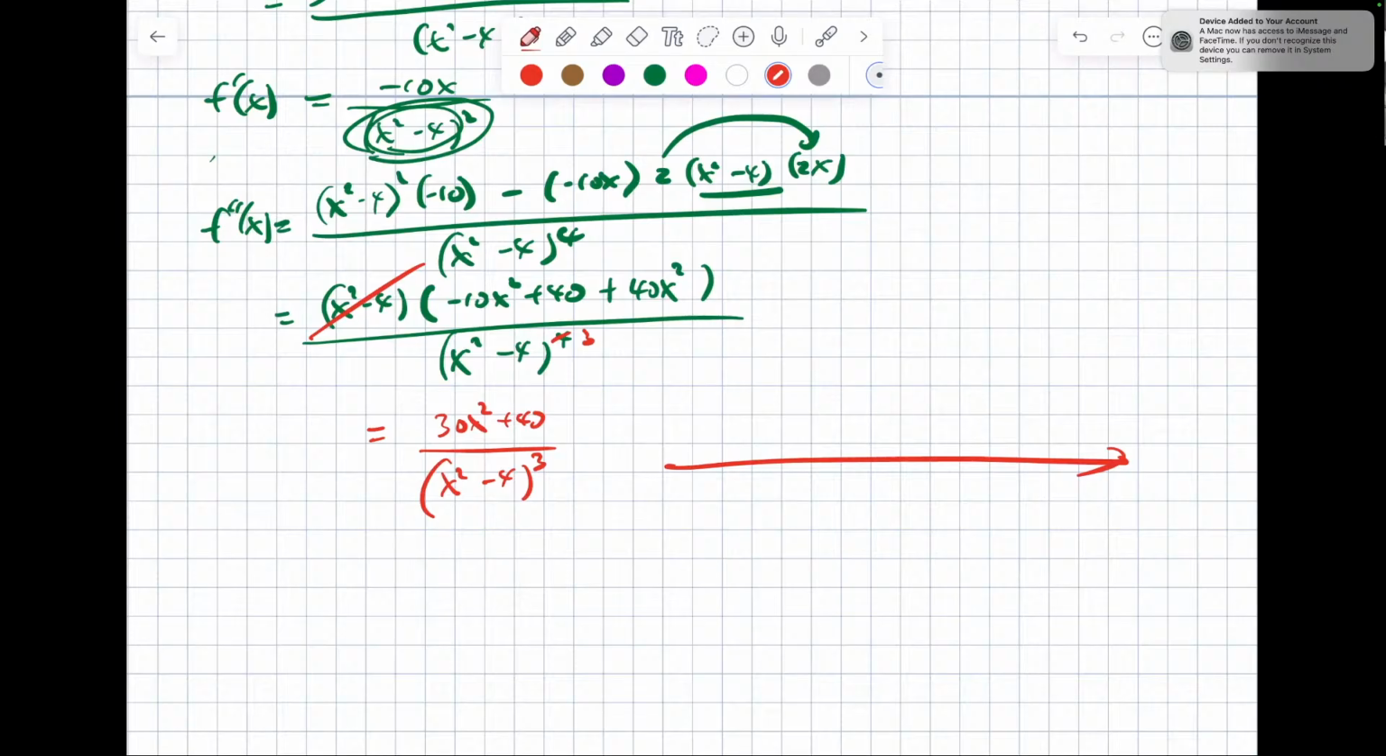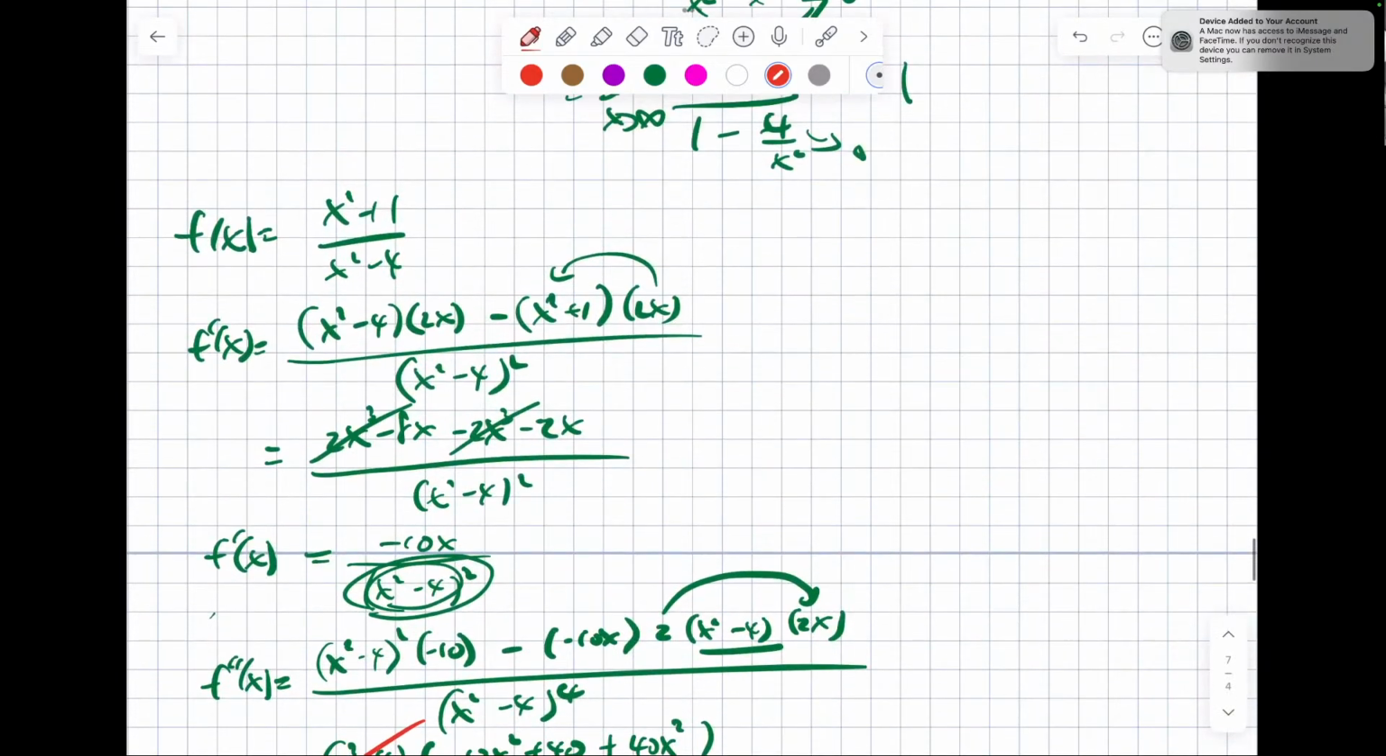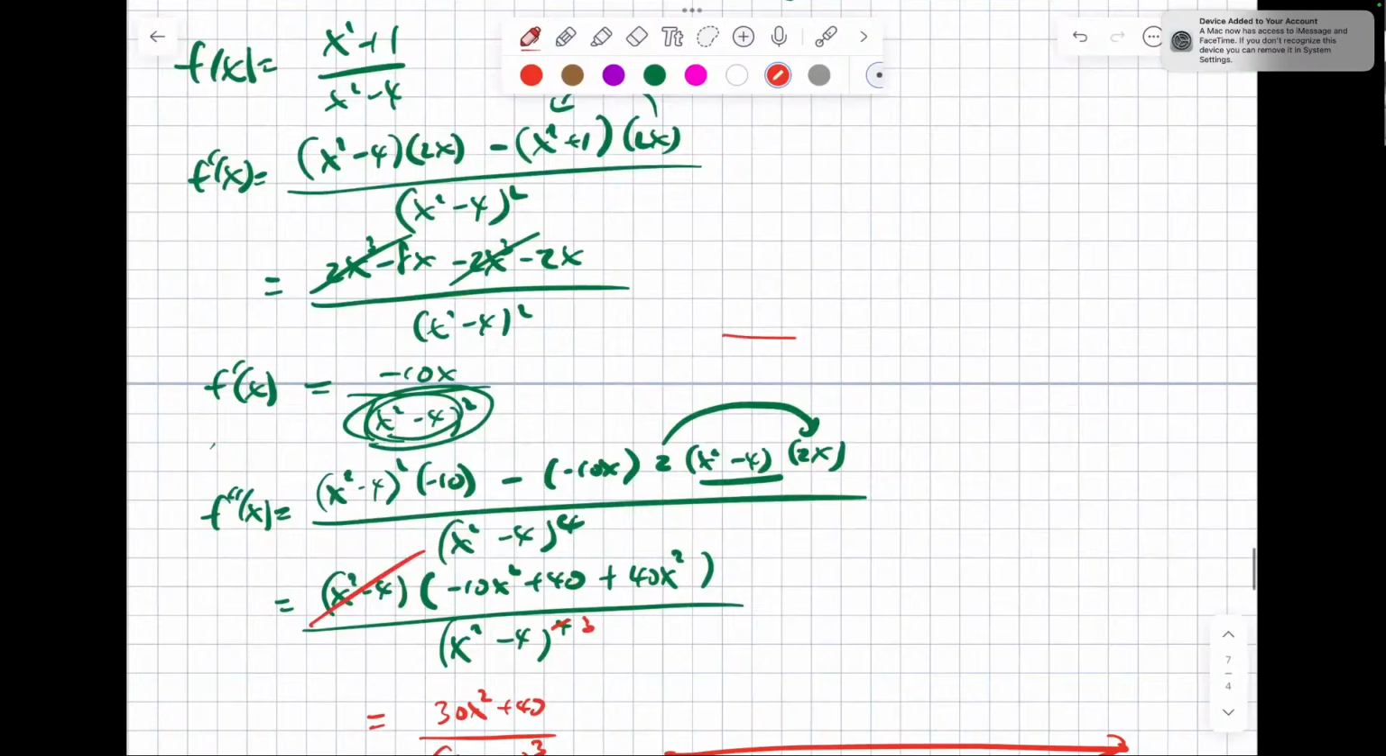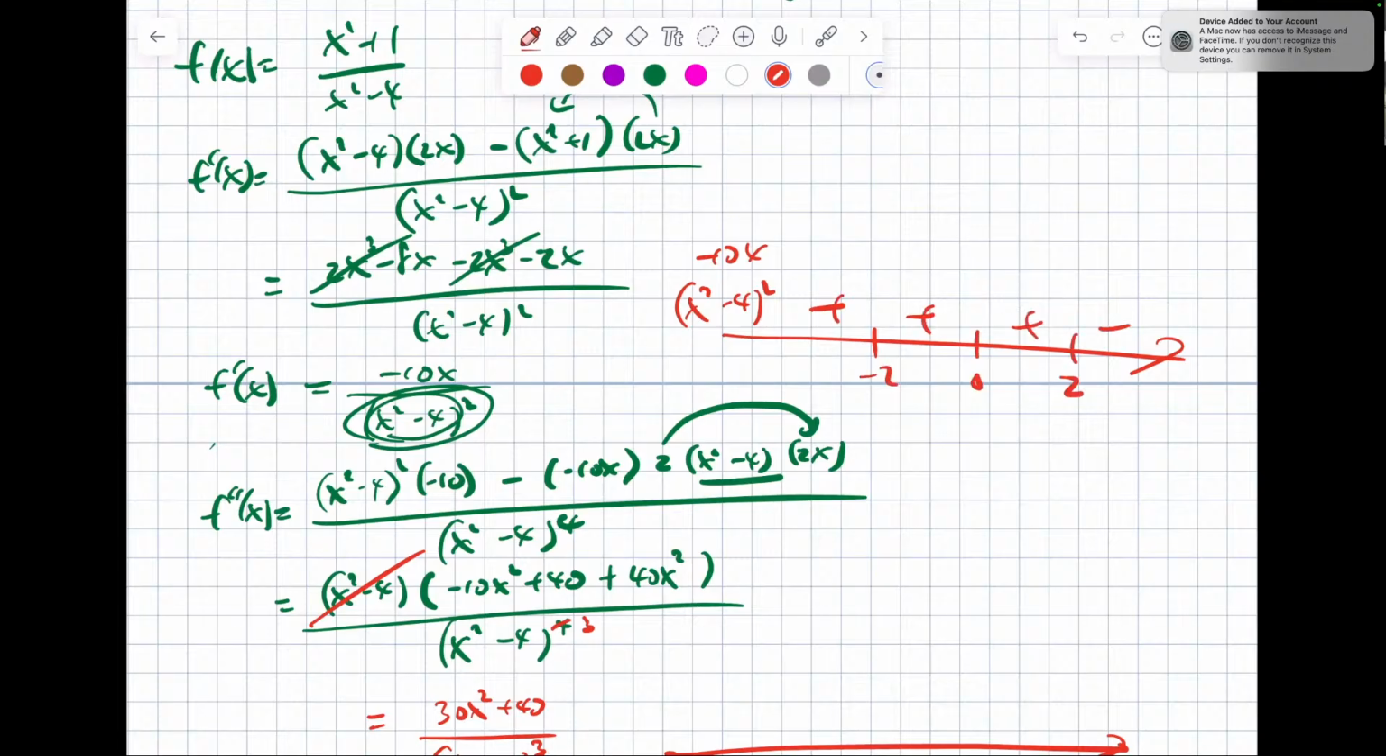So here, I will do a number line on both. The number line for the first one is going to be negative 10x over x squared minus 4 squared. The nice thing about a square is that it's always positive, so it doesn't matter. Negative 2, 0, 2. This is always positive. If you plug in a negative number, you get positive, positive, negative, negative. It's actually opposite. So it's increasing, increasing, decreasing, decreasing. And this is your max. So 0 and negative 1 over 4 is your maximum.